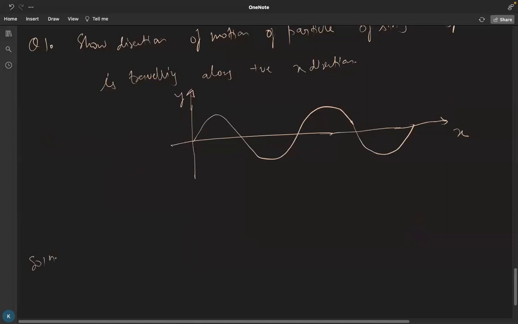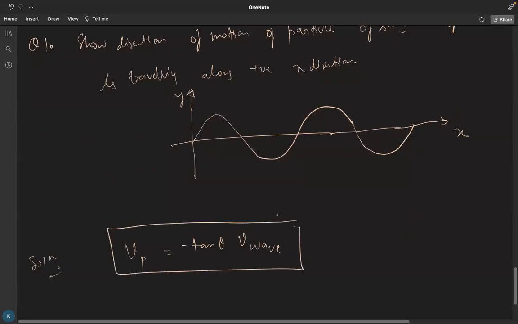Let me go to the solution. We have velocity of particle is equal to minus tan theta into velocity of wave. We have a relation here. Now one more thing is given here, and that is the velocity of wave in the positive x direction, that means in this direction. So this side is positive. Now I have to comment with respect to tan theta. Is it upward or downward?